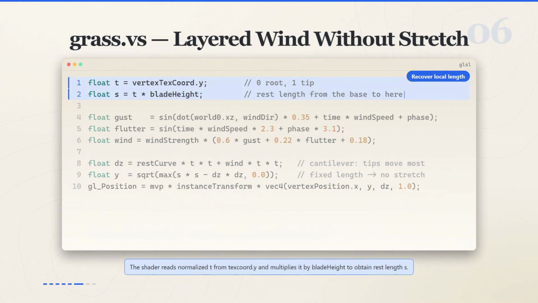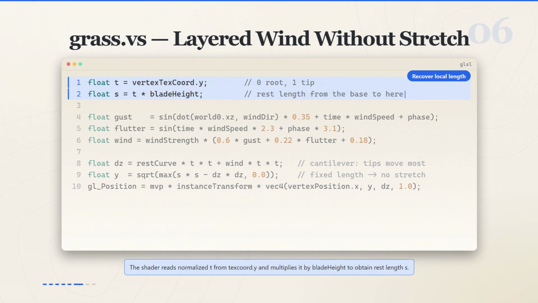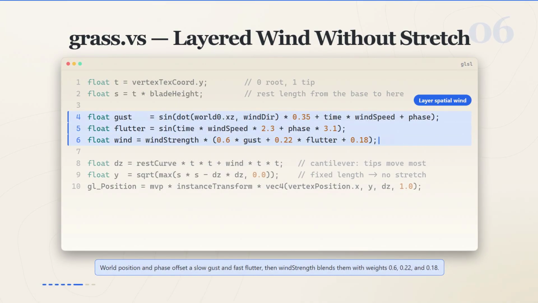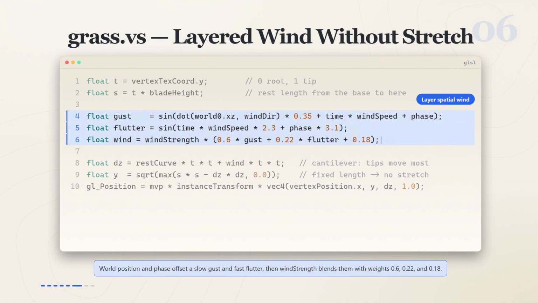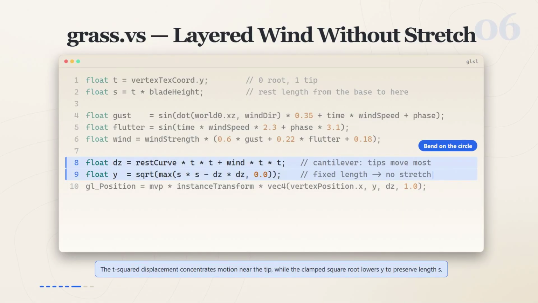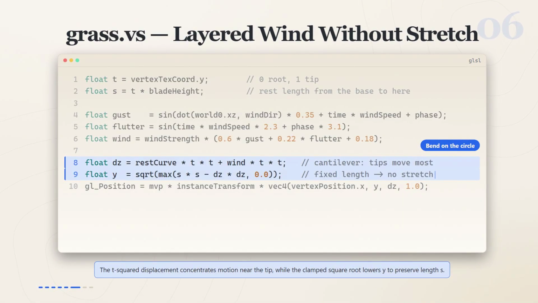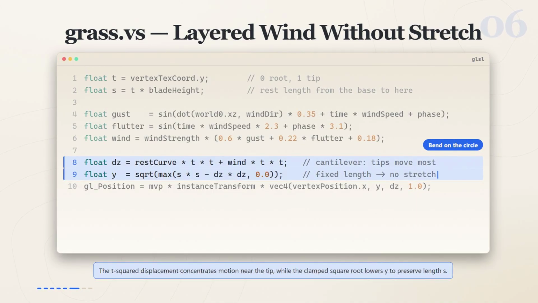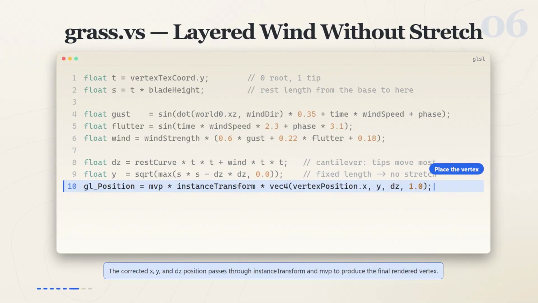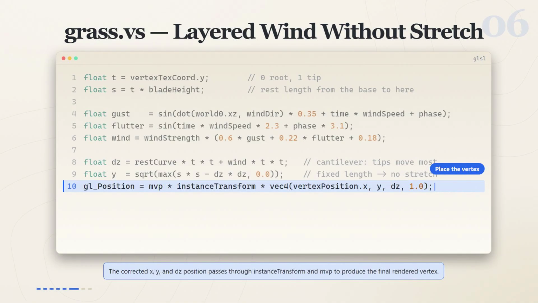First, normalized t scales blade height into rest length S, measuring each vertex from the root. World position and phase offset gust and flutter. Weights 0.6, 0.22, and 0.18 scale their blend by wind strength. Then t squared concentrates dz near the tip, while the clamped square root preserves length S. Finally, the instance transform places the corrected vertex, and MVP converts it into clip space for rendering.